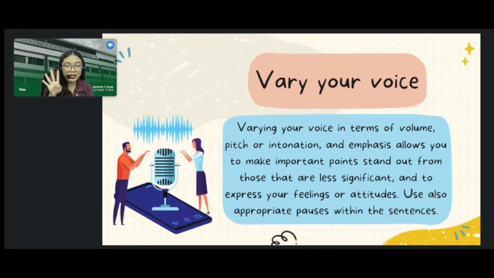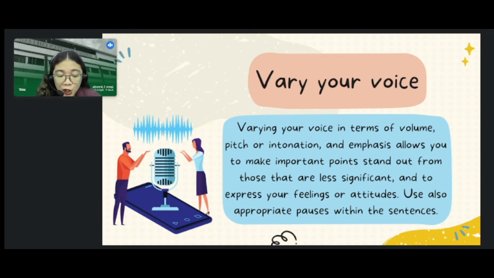And fourth guideline is vary your voice. Varying your voice in terms of volume, pitch, or intonation and emphasis allows you to make important points stand out from those that are less significant and to express your feelings or attitude. Use also appropriate pauses within the sentences. And varying your voice, of course, like what I've said during our last discussion, when you use monotone voice, it means that there are some instances na your audience will notice that your sentences are all the same because you are using monotone.